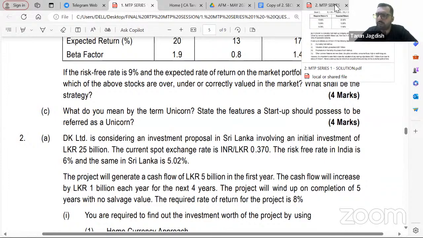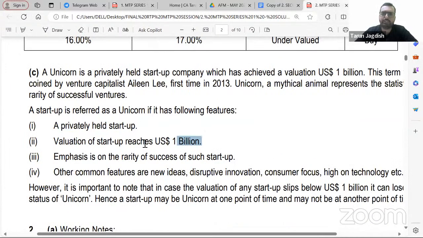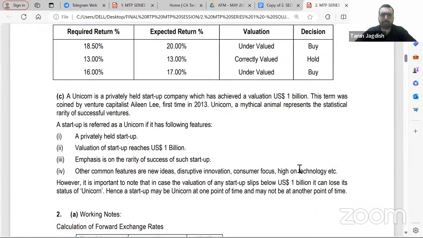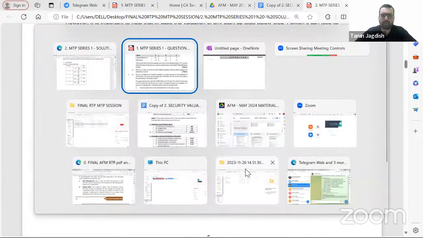Friends, Zomato is a unicorn company. Swiggy is a unicorn company. So the definition goes like this. It is a private company. Valuation should go above $1 billion. So now tell me, friends, is Byju's app a unicorn company? Unfortunately, no. Now the value has come down almost to zero, I think. The company has stopped, am I right? So earlier it was $22 billion. That time it was a unicorn company. It emphasized on rarity of success of such startups. They do innovation, customer focus, high on technology, etc. Such companies are called unicorn companies. All right? Now I'll go to question number 2A.